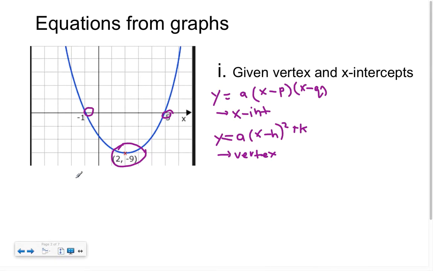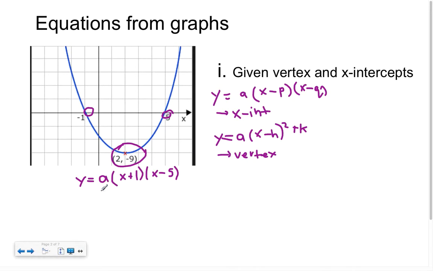So when we use factored form, we've got y equals a, and we don't know our stretch factor yet. That's something that we have to calculate later. But we do know our x-intercepts. We've got -1, so we change the sign on that to be x plus 1. And then we've got +5, so we're going to change the sign on that to give us x subtract 5. So there's the basis of our work so far. We've got factored form, and we've inserted our x-intercepts into that form, making sure to change the sign.